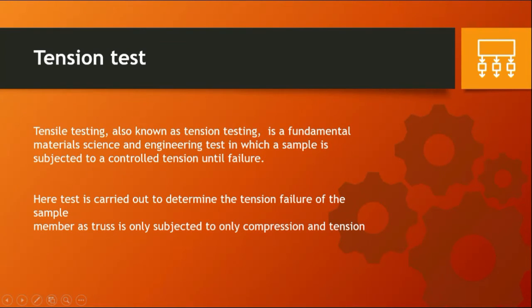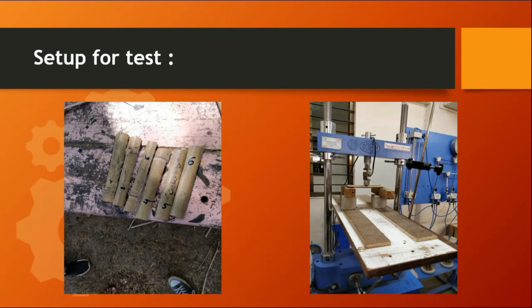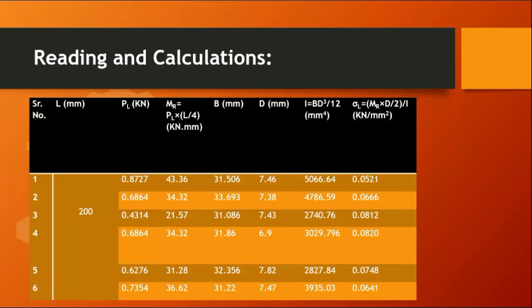Then coming to the tension test, tensile testing, also known as tension testing, is a fundamental material science and engineering test in which a sample is subjected to a controlled tension until failure. Here the test is carried out to determine the tension failure of the sample member, as a truss is only subjected to compression and tension. So we took six sample materials, each of 200 length, and we calculated the stress accordingly and the average stress came out to be 0.0701 kilonewton per mm square.